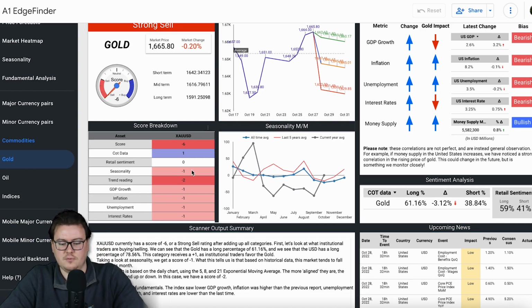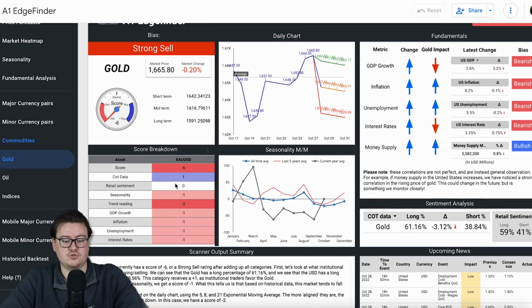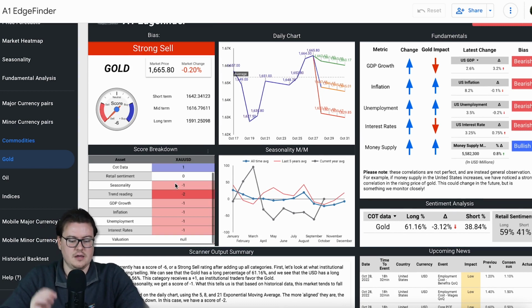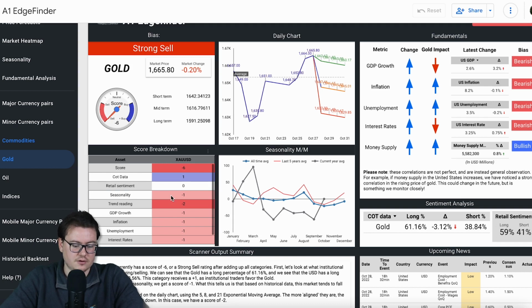Seasonality, score of -1, and we can look at these numbers here. Historically speaking, looking at the all-time average and last 5-year average, we're seeing upward trends in the later months of the year. Trend reading is -2, and that just means that this market is trending downwards. Over the past couple days, past couple weeks, gold has been trending downwards. And then lastly, we have our GDP growth, inflation, unemployment, and interest rates that all have scores of -1. We kind of just went over those a second ago, looking at that brand new fundamental section.